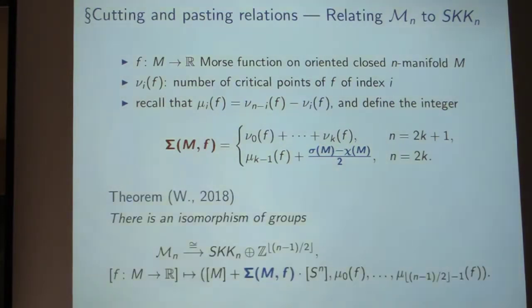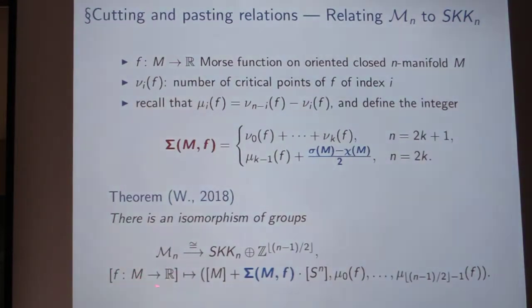And then the theorem is as follows. I can show that there's an isomorphism of groups. This is the cobordism group of Morse functions on the left side. And you can find an isomorphism, which is explicitly written here, which identifies it with the SKK group of manifolds and some direct Z-summands. And how is the isomorphism given explicitly?